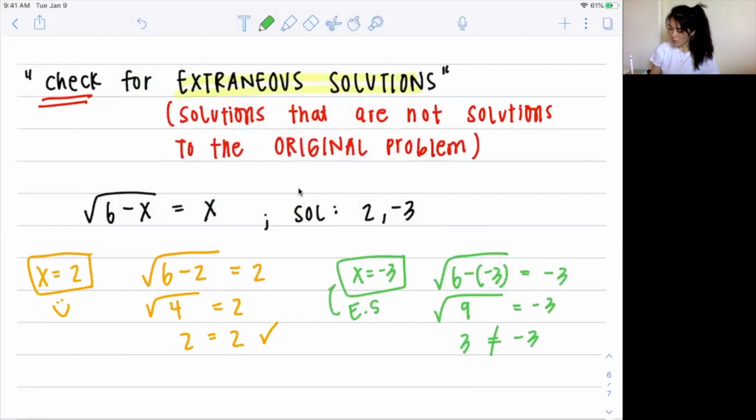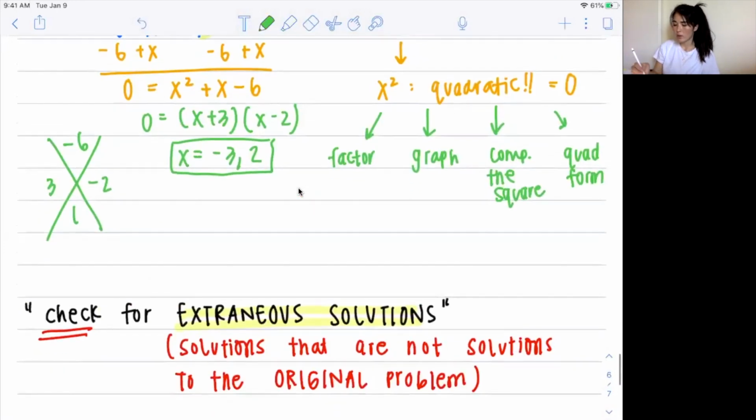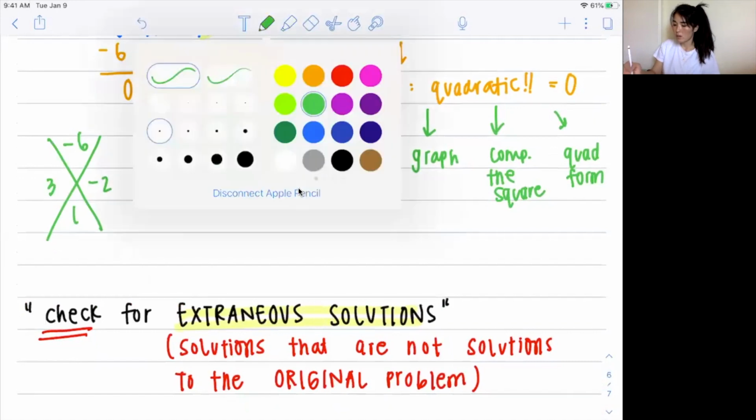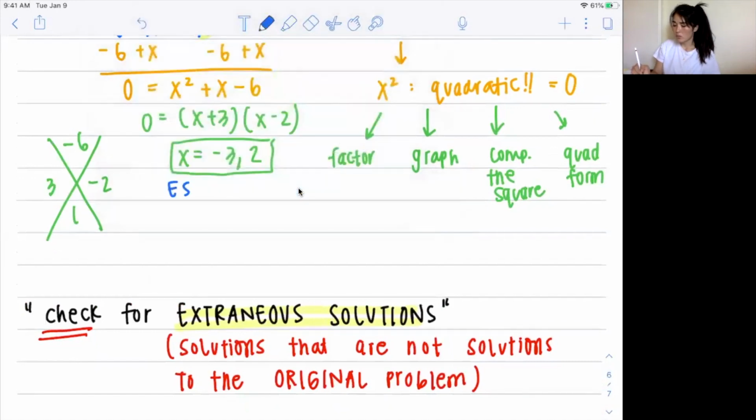Sometimes how you'll see it written is ES for extraneous solution, and it's a solution that does not work in this problem. Again, that is one thing that you would note here. So it might say, what are the extraneous solutions? In your final answer, you would say extraneous solution is -3. So again, it is a number that did not work in the original problem.